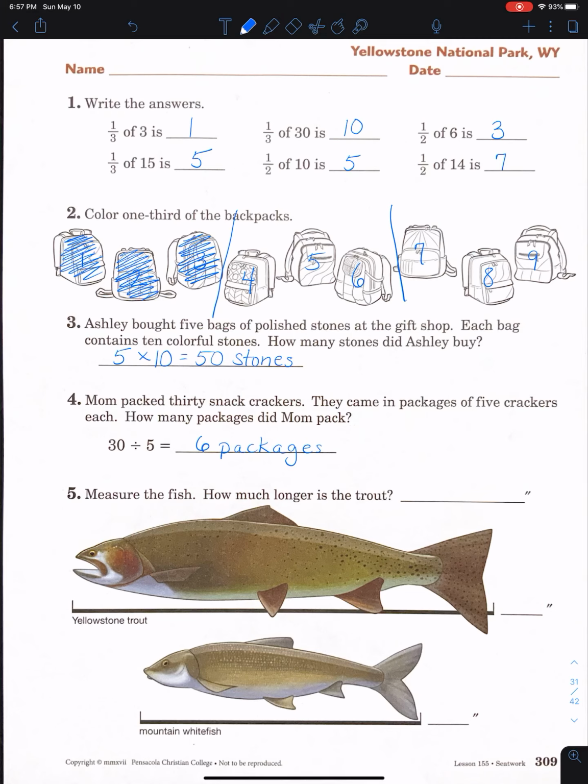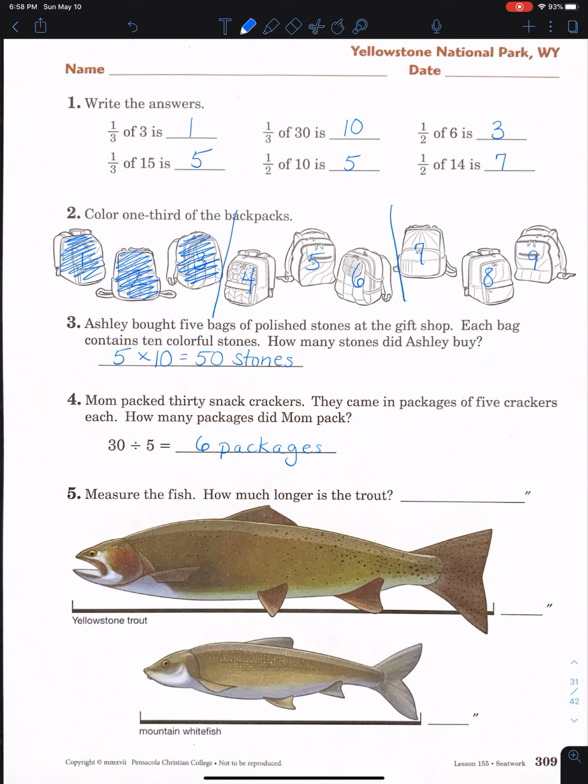Number 5, measure the fish. How much longer is the trout? Okay, we have a trout, a Yellowstone trout, and a mountain whitefish. So go ahead and take your ruler and measure the Yellowstone trout. Go ahead and pause the video, actually, and measure both of the fish. Write down your answer and then push play.